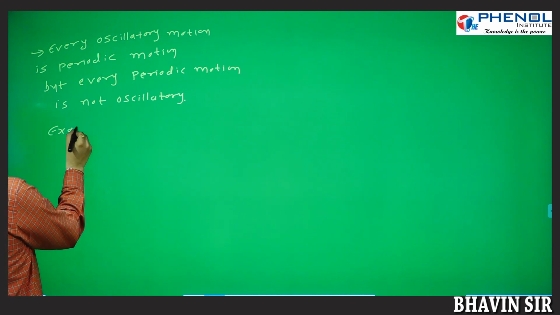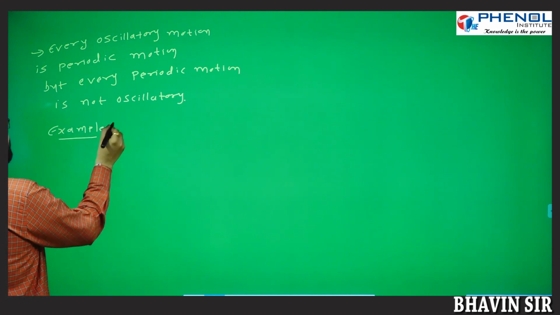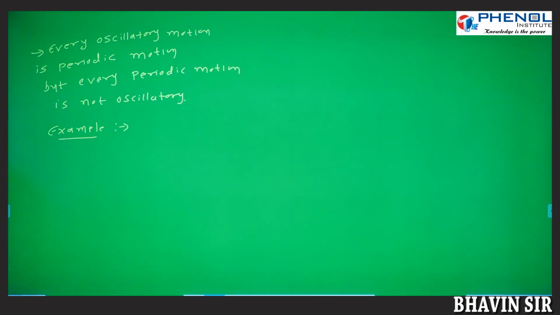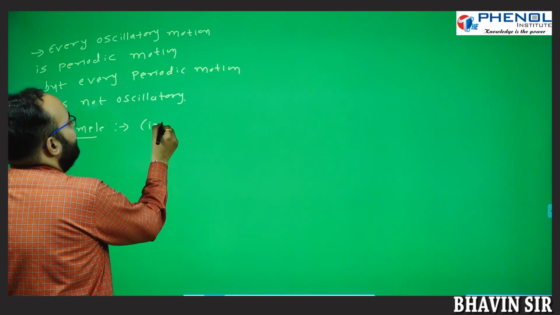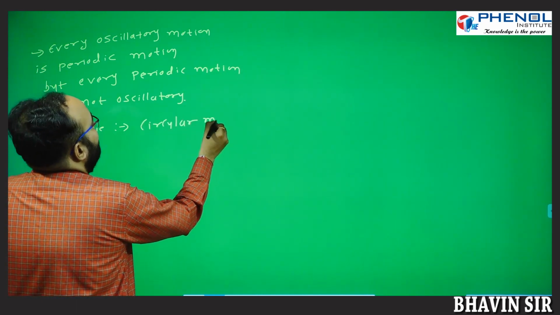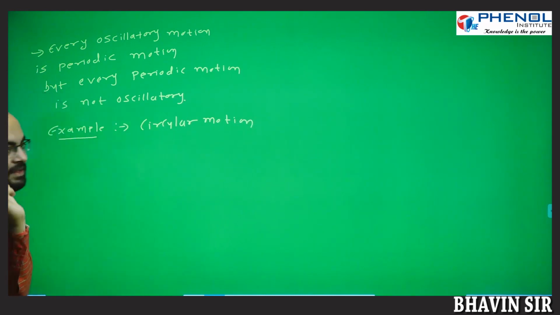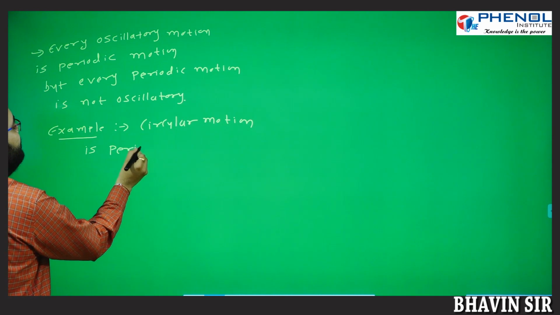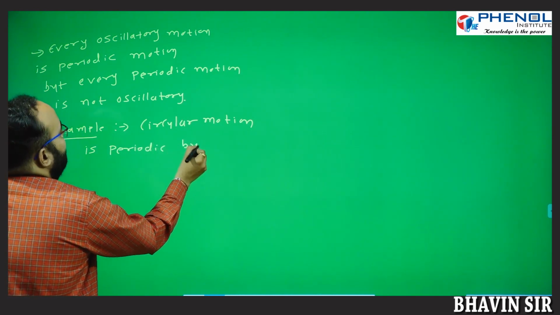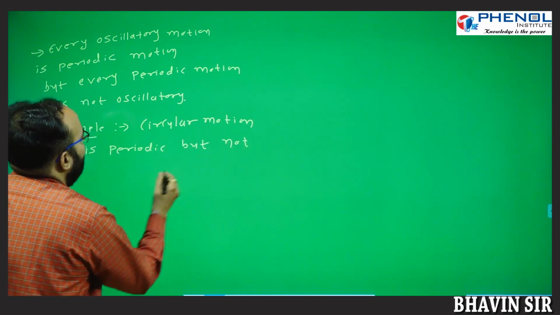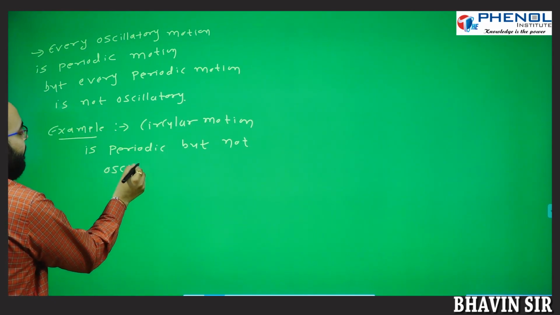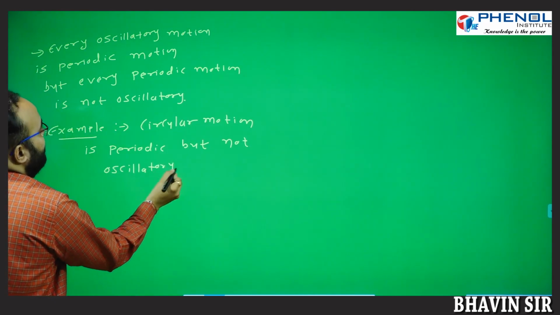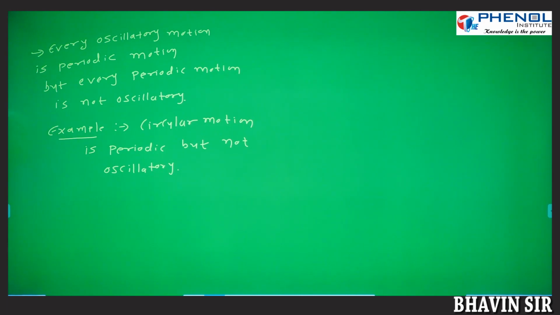What is an example? When a body is moving in a circular path, okay, it is periodic. Circular motion is periodic because in circular motion the path repeats. So circular motion is periodic but not oscillatory. Okay, circular motion is what? Periodic but not oscillatory.